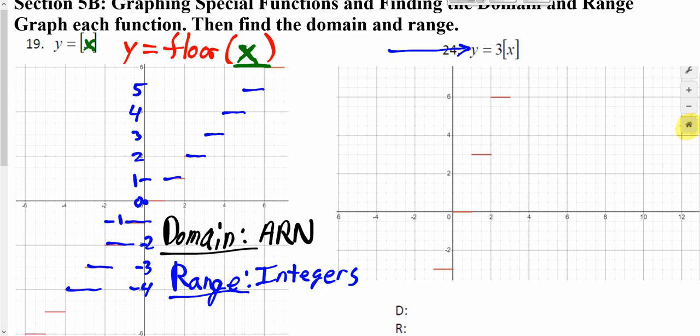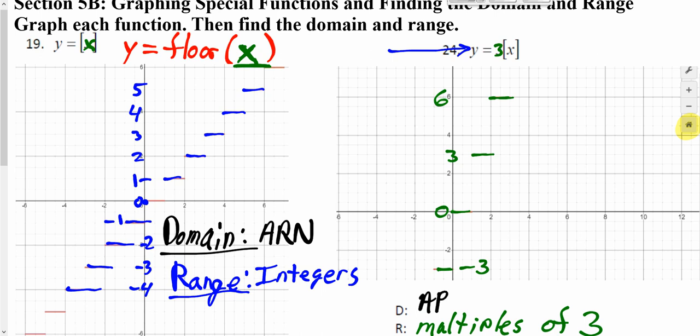Now, when we look at this problem here, here we're at a height of 3. Here we're at a height of 0. Here we're at a height of negative 3. Here we're only at a height of 6. And that's because of this number in front. So our range, when we're looking at our heights, what we're getting out, we're really just getting out multiples of 3. And your domain for any floor function or greatest integer function that we're dealing with is always all real numbers.